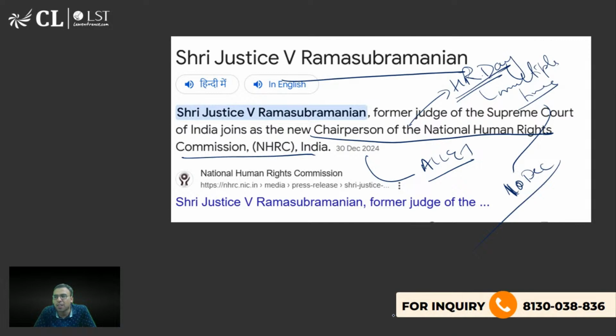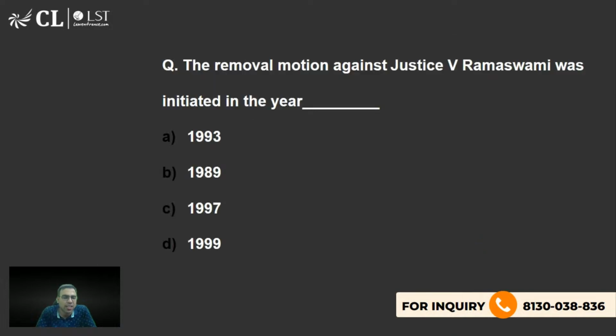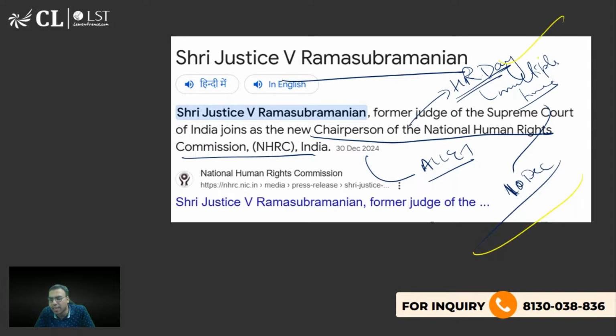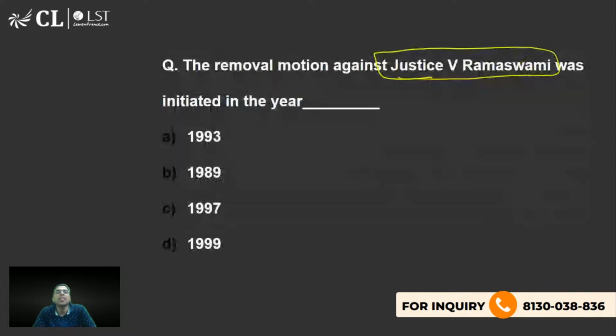Okay, let's move on to the next one. The next question is, see, basically this class is all about removal of a Supreme Court judge. So the removal motion against Justice V. Ramaswamy was initiated in the year what? 1993, 1989, 1997 or 1999? Yes, 10 December was the right answer. You gave the correct answer about Human Rights Day. Yes, Manish, you were right. Now please tell me, when was the removal motion against Justice V. Ramaswamy initiated? 93, 1989, 97, 99. In which year?